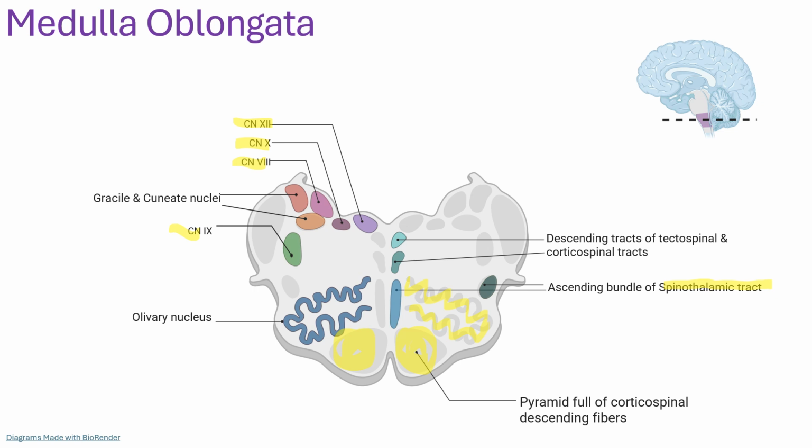This is a structure that relays messages from the spinal cord or cerebellum to the big brain hat, or the cerebrum. The last two structures that are important for us to know house what are called the gracile and cuneate nuclei, which are also cell bodies. This is an important area of synapse between neurons, sensory neurons of the second and third order.